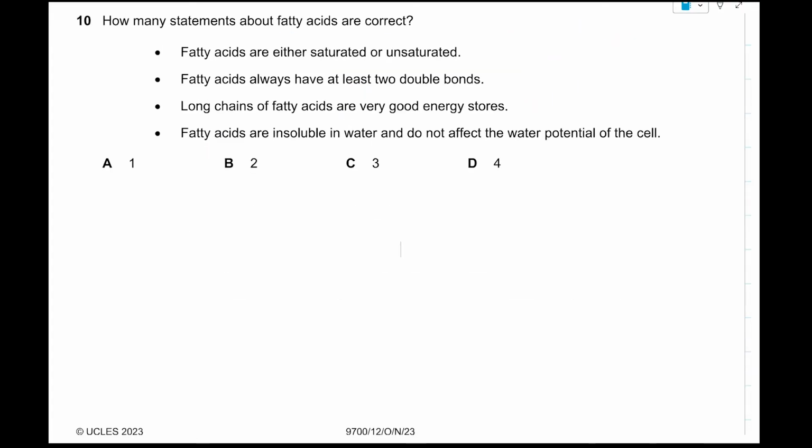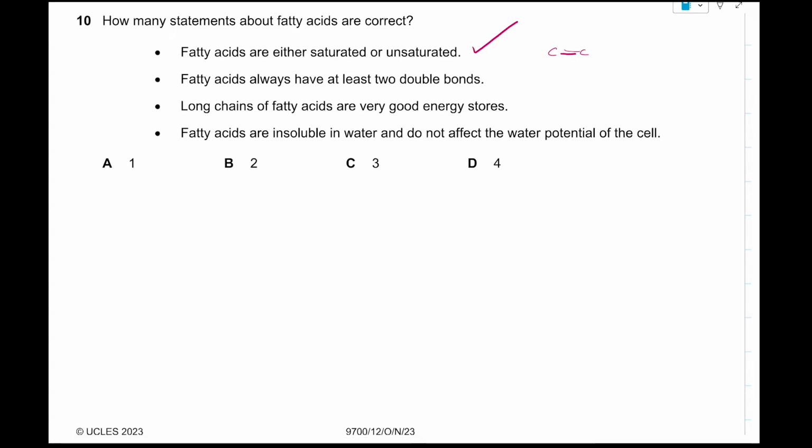How many statements about fatty acids are correct? Let's see the suggestions that we have here. Fatty acids are either saturated or unsaturated. This is correct. If it is a saturated fatty acid, it does not contain any double bonds. And if it's unsaturated, it must contain at least 1 double bond.